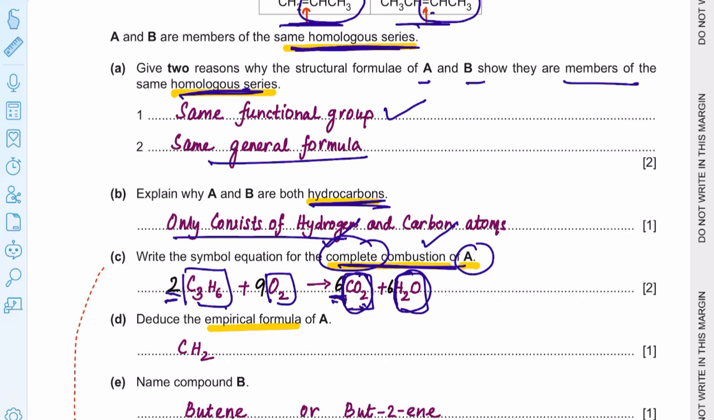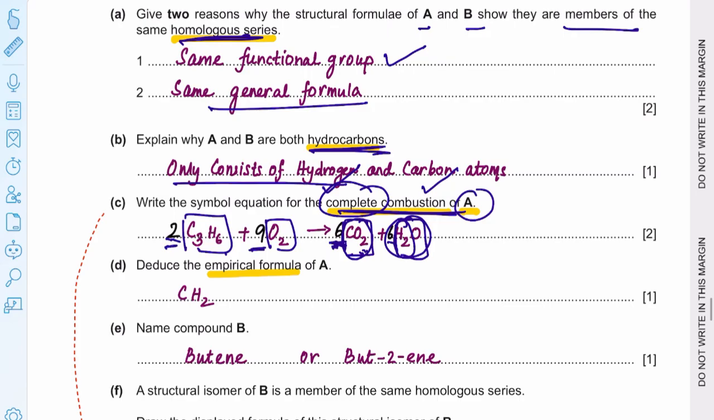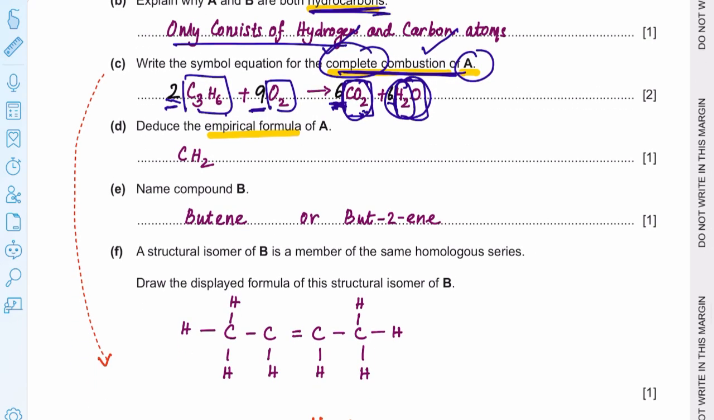Sorry, oxygen becomes 12 here, right? So yes, here hydrogen is 2, 6 times 2 is 12, and oxygen becomes 6, and here it is 12 plus 6, 18. So that's why I put here 9 times O2, which becomes 18. Got it? Deduce the empirical formula for A.